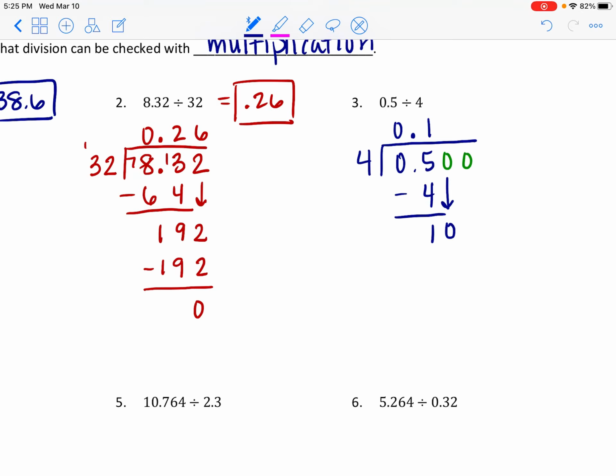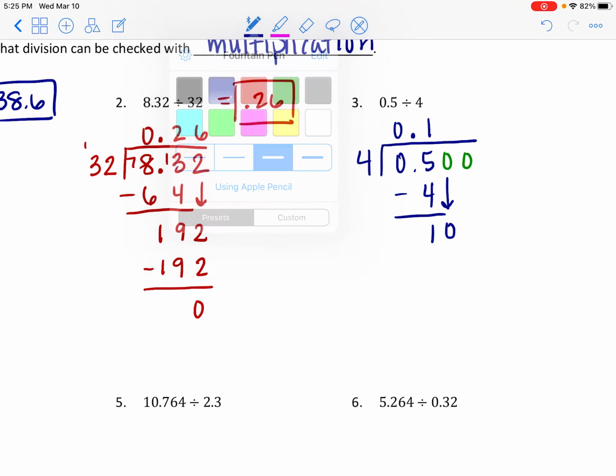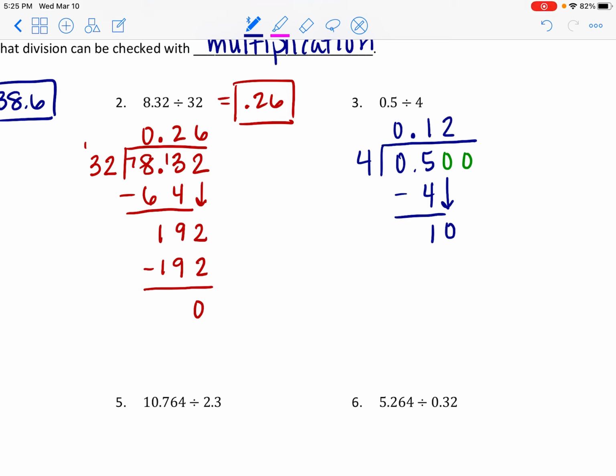So 4 now into 10. 4 goes into 10 twice, and 2 times 4 makes 8. If we subtract, we get 2. So I still have a remainder there. Let me bring down another 0 and see if I can finish this off. So now 4 into 20 is going to be exactly 5. 5 times 4 is 20 with nothing left over. And so now that the remainder is 0, we can stop.